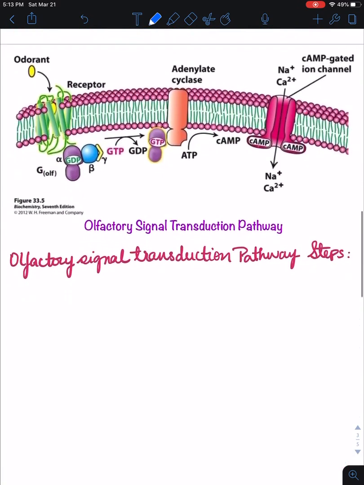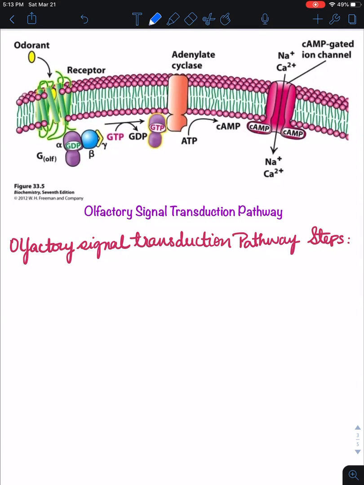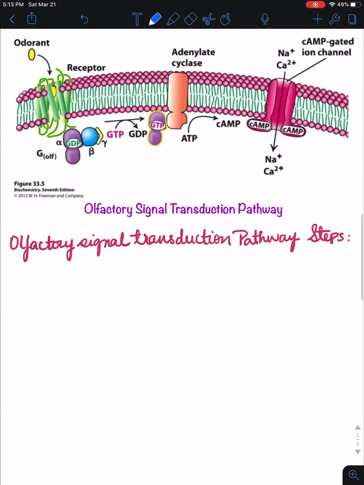So now we're going to look at the specific biochemical steps in the olfactory signal transduction pathway. This set of steps is what you need to be able to describe for this test. So let's start first with the odorant binding to the receptor. So this will be step number 1. So odorant binds receptor.